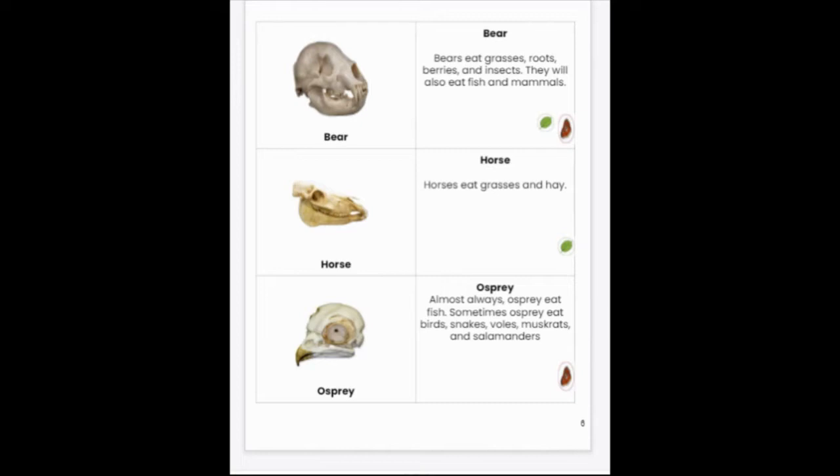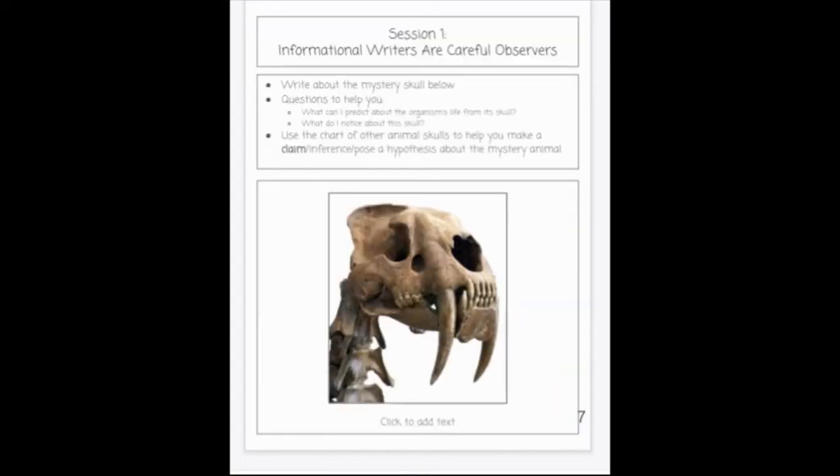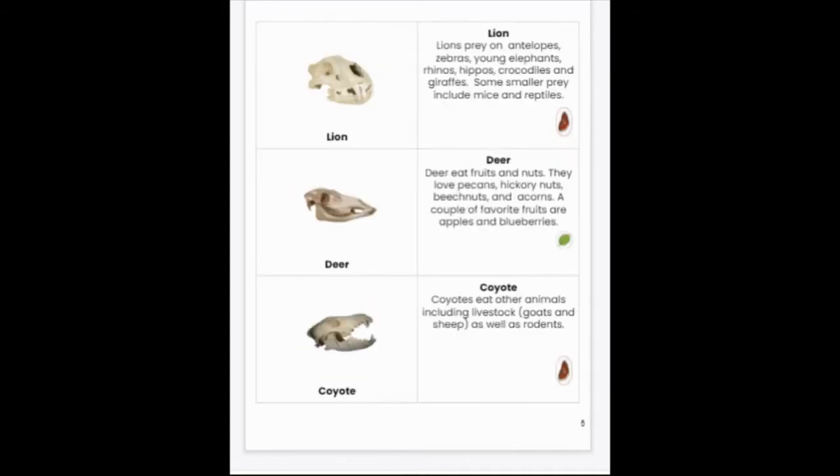So let's take a closer look at each one of these skulls. The whole time, I want you thinking about that skull on page 7. What similarities and differences do you notice? Lion. Lions prey on antelopes, zebras, young elephants, rhinos, hippos, crocodiles, and giraffes. Some smaller prey include mice and reptiles.